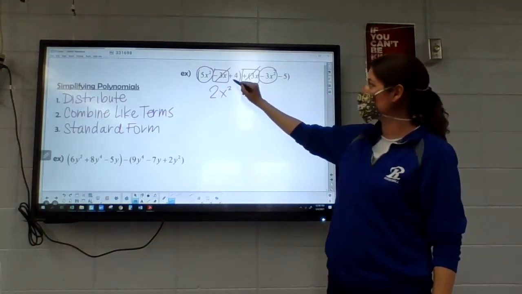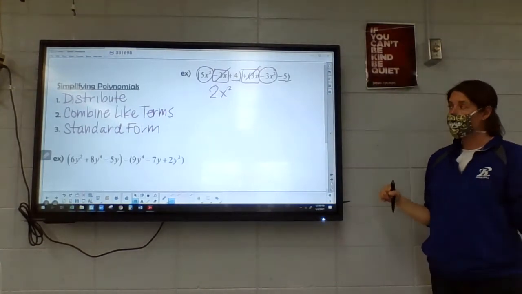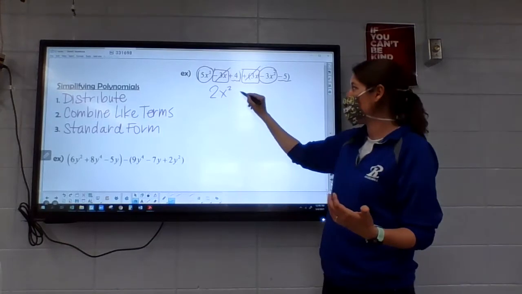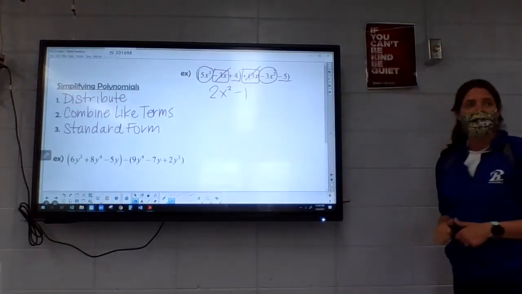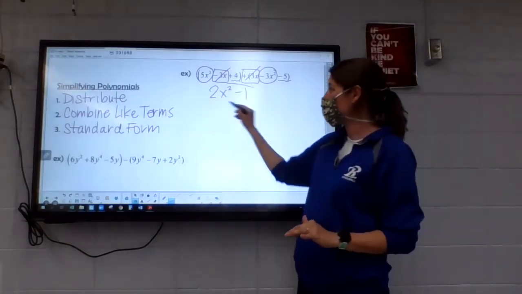And then we're left with just the values without variables. So it's a positive 4, negative 5. So that's going to be a negative 1. So I'm just going to write minus 1. Now, are these two like terms? No, so leave it. That's all we do in this case. And it probably feels very unfinished.